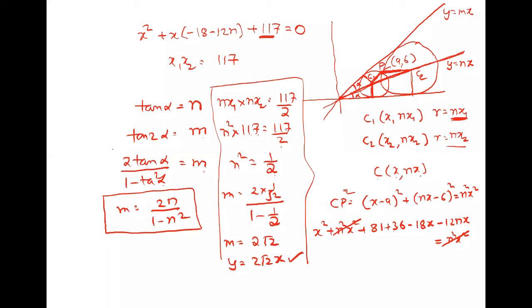Product of roots. In a quadratic equation ax square plus bx plus c equal to 0, the sum of roots alpha plus beta is equal to minus b by a, and the product alpha beta is equal to c by a. Correct?